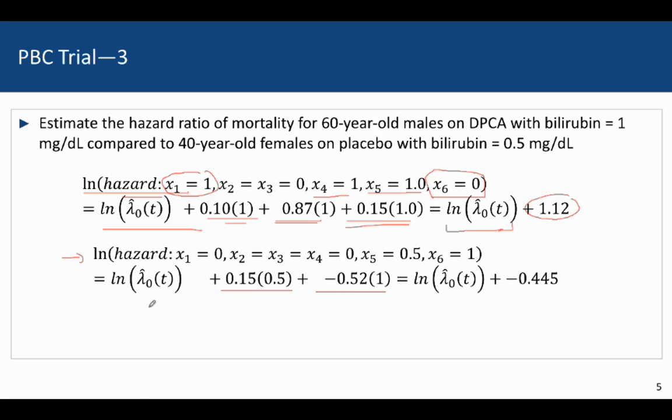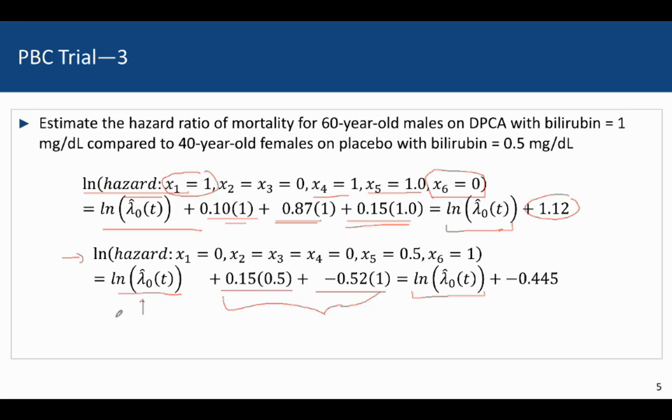This is what we'd add to whatever the starting point was for any specific time where we were estimating the log hazard. So we take the intercept evaluated at a specific time and add negative 0.445 to get the log hazard at any time for this group. And negative 0.445 is the sum of these two pieces here. They come from the slopes and x's.